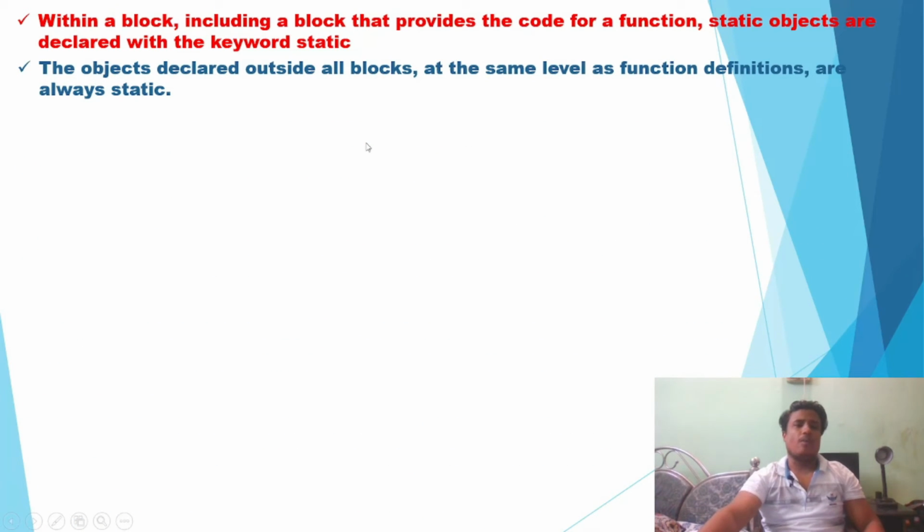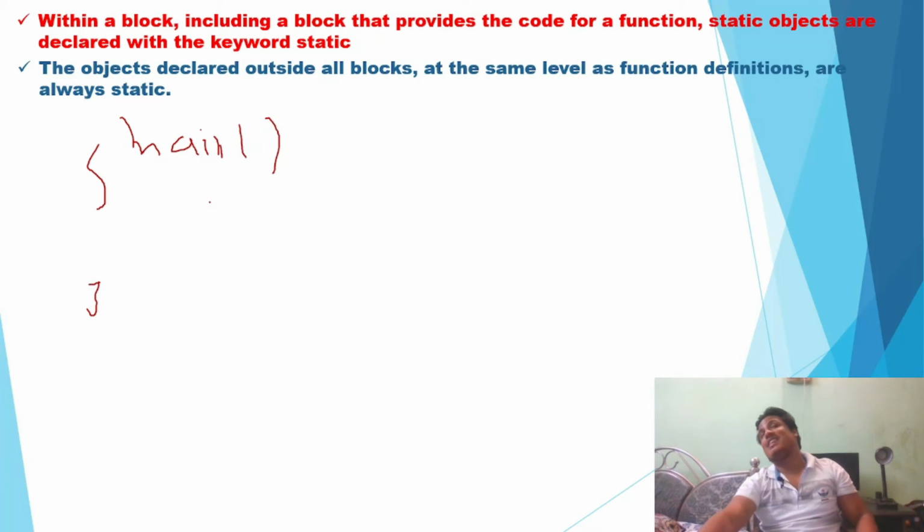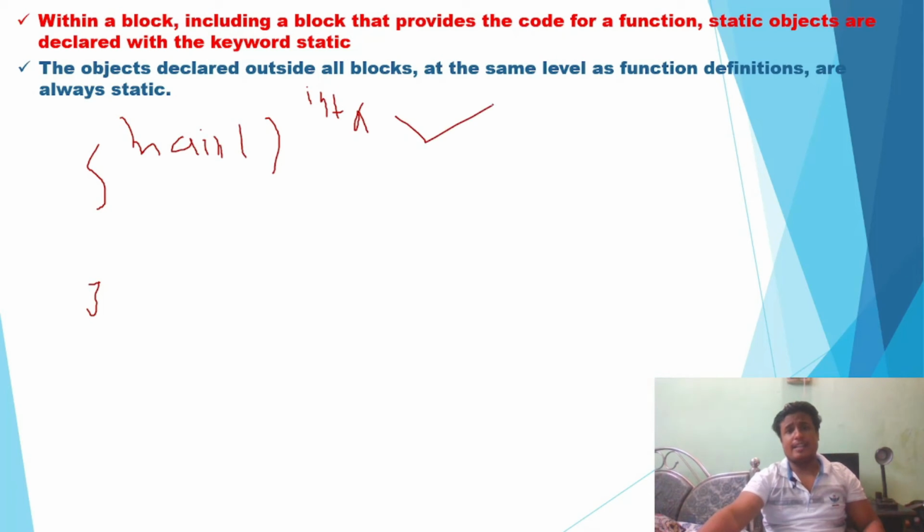Now the next point is: objects declared outside all blocks, at the same level as function definitions, are always static. What does this mean? Suppose this is the main block here, and the million dollar question is how you are going to identify whether this is a static or global variable. I will show you that also in a coding example, don't worry about it. Suppose before main we declare some variable, int a something. This variable will be treated as a static one, not a local one. It is static and its lifetime will be the entire program. Okay, so hope you are getting it.